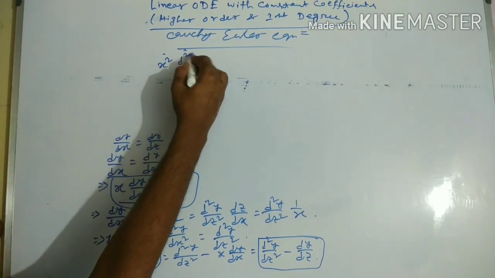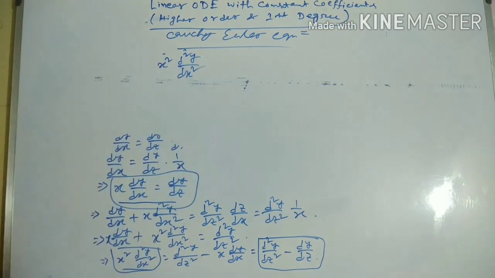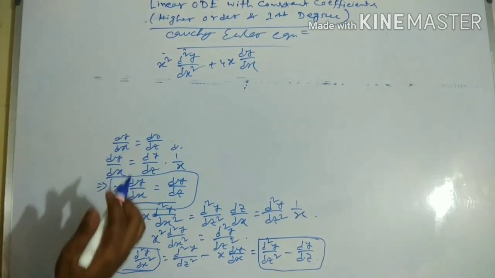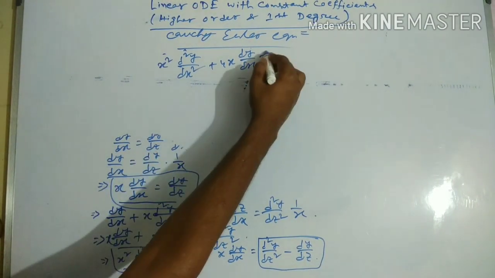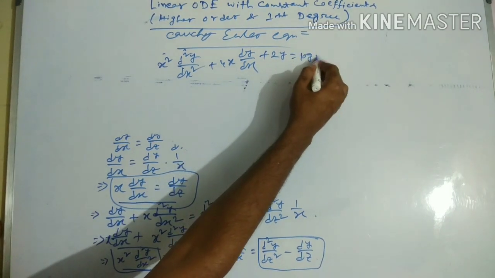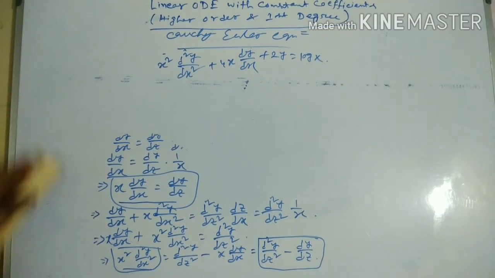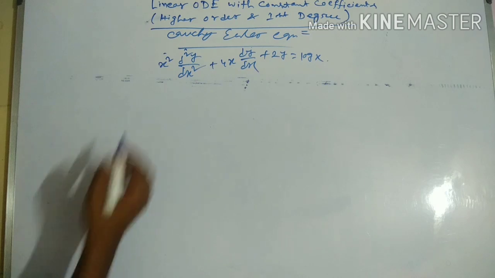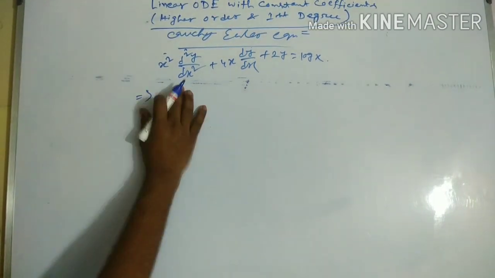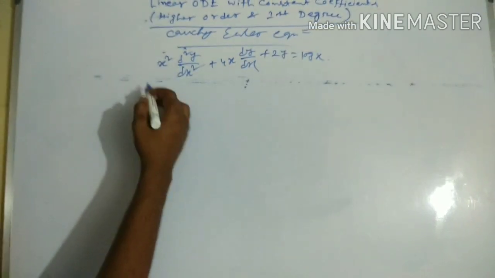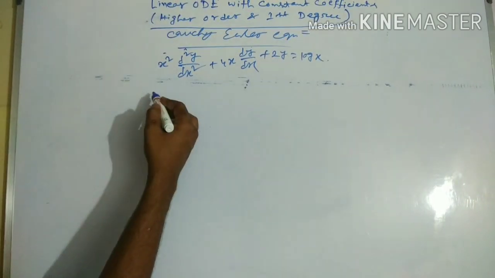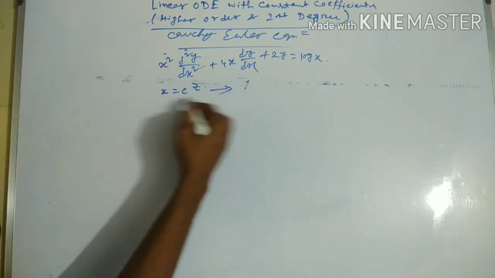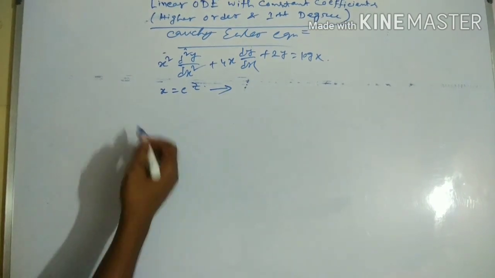Okay, now I am taking an example of a Cauchy Euler equation: x² d²y/dx² plus 4x dy/dx plus 2y equal to log x. Now I am putting here directly the value of x² d²y/dx² and x dy/dx. I just discussed it. First you have to substitute x equal to e to the power z, and from there you will get those values. I am not repeating.